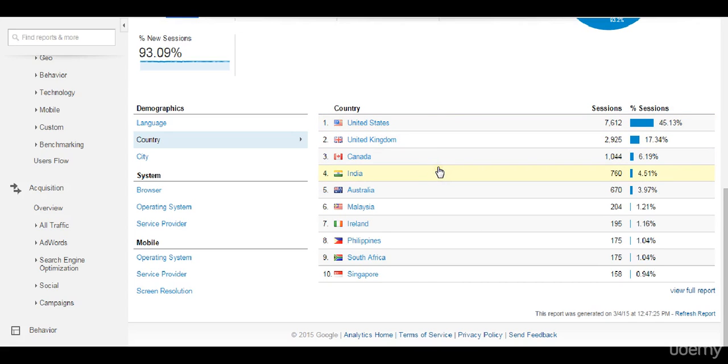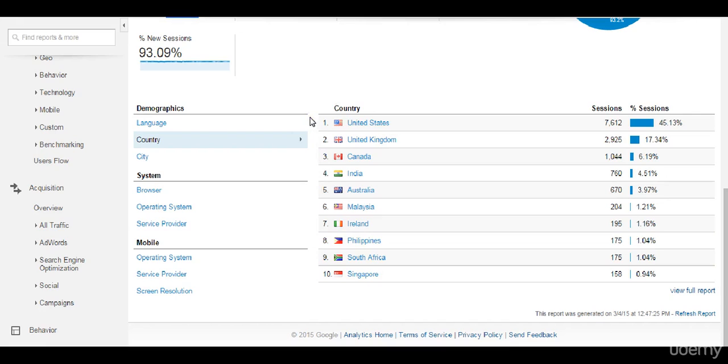India has a lower amount that advertisers are willing to spend, so the cost per click is going to be lower. Australia is going to be higher, Malaysia is going to be lower, and so on. Ireland's higher, Philippines is lower. South Africa is actually mid-range. There are actually some pretty high South Africa cost per clicks. Singapore is high as well. So this is a pretty good list.